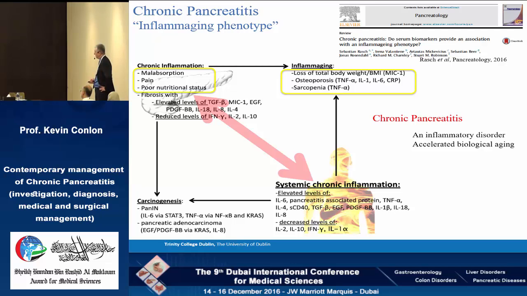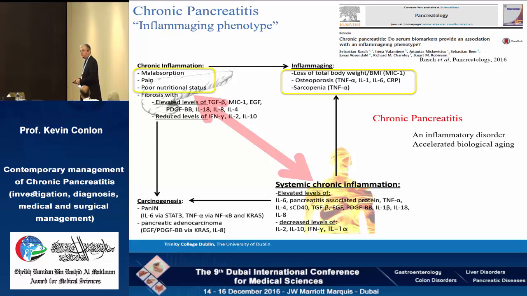So chronic pancreatitis is now recognized as an inflammatory disorder, which really is analogous to an increase in biological aging. So I suppose it goes back to one of the first slides I showed, that one of the problems with biopsy of the pancreas is that we don't know whether it's part of the natural aging.